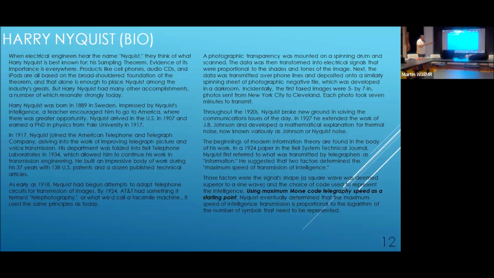Okay. So he discovered by looking at Morse code that the maximum speed of intelligence transmission is proportional to the logarithm of the number of symbols that needed to be represented. So when you think of all the different symbols for Morse code, then take the log of them, and that's how fast you can do. Okay, next slide.